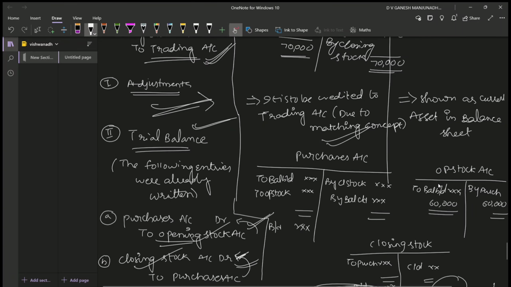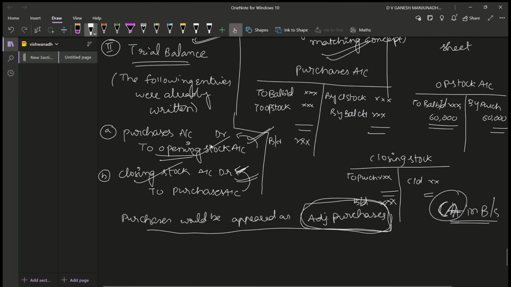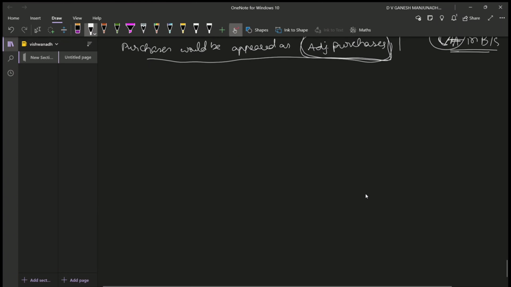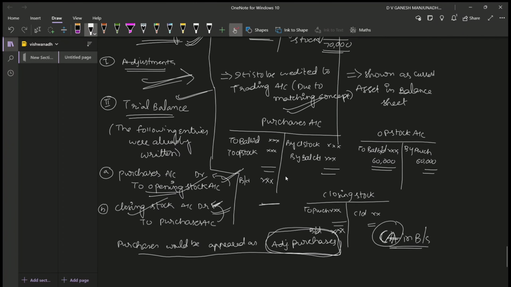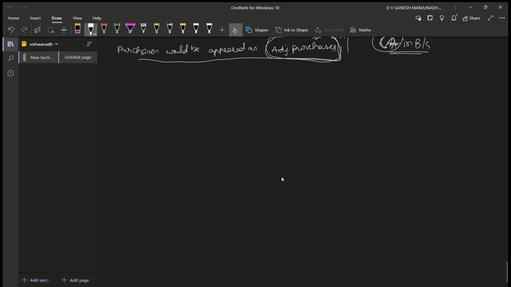When it is given in trial balance, the two entries, purchases account debited to opening stock account and closing stock account debited to purchases account, would already be incorporated. So there is no adjustment in the trading and P&L account, but it is simply to be shown as a current asset in the balance sheet. Let us go now for the next adjustments. These adjustments are very important. Let us see the next adjustments.